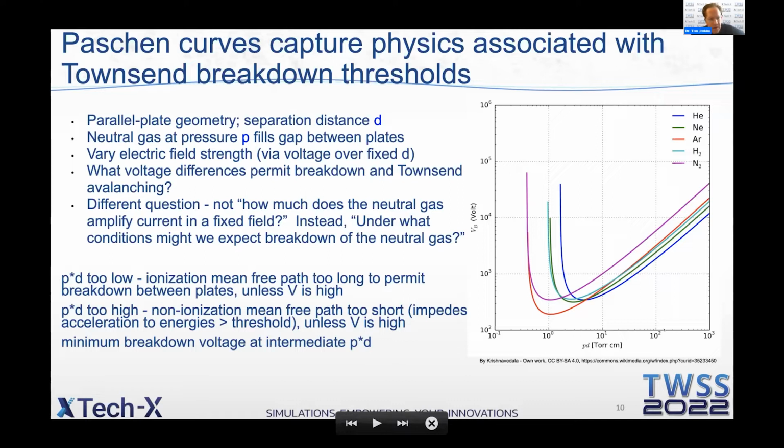Going over to the other side, if P times D is very high, that means high pressure, lots of background gas, your non-ionization mean free path is very short, and your electrons keep bumping into things before they can get up to the ionization energy unless you kick the voltage very high again. So it's high on the right, it's high on the left, and in the middle it comes down and hits a minimum that's dependent on the gas properties.